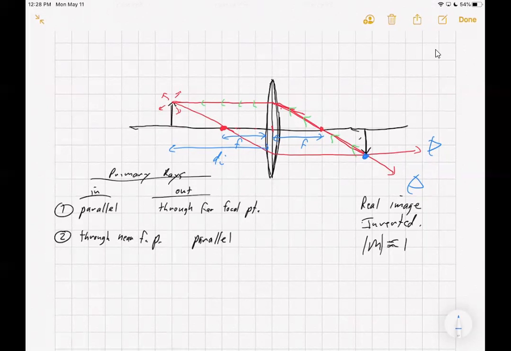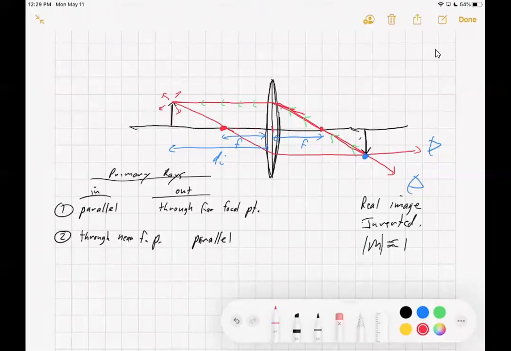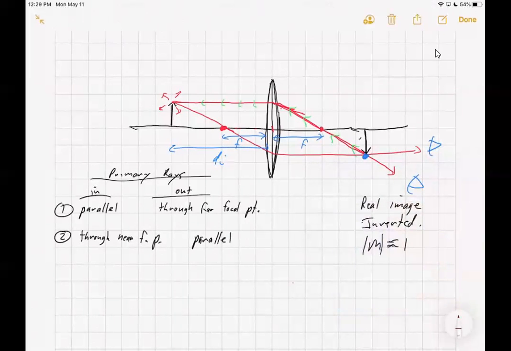But there's a third ray that we need to consider. And let me put this in a deeper shade of red. Let me change up to a deeper shade of red here. There we go. And that's the one that would hit right in the middle.